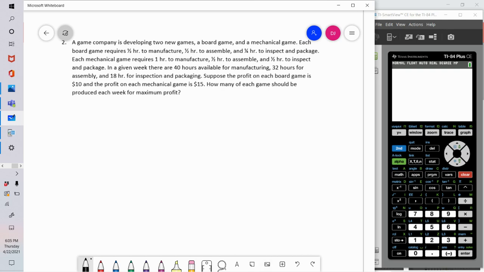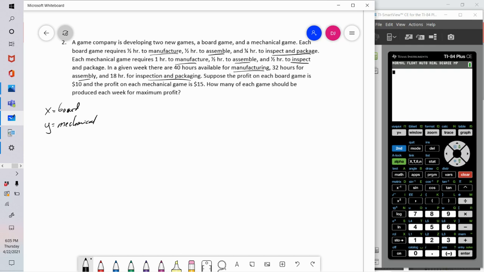Okay, so let's look at number 2, right? A game company is developing 2 new games, a board game and a mechanical game. I'm going to let X represent the number of board games. I'm going to let Y represent the number of mechanical games. Okay. Notice that we talked about the time it takes to manufacture, assemble, and inspect and package the board games. Manufacture, assemble, inspect, and package the mechanical games.